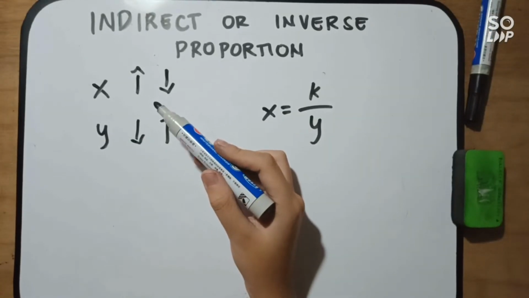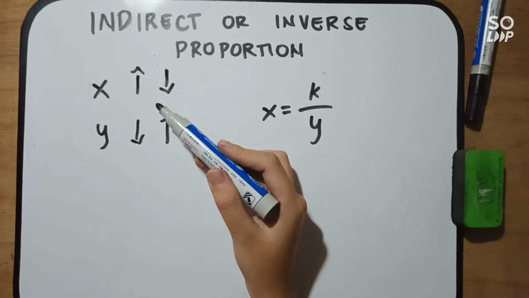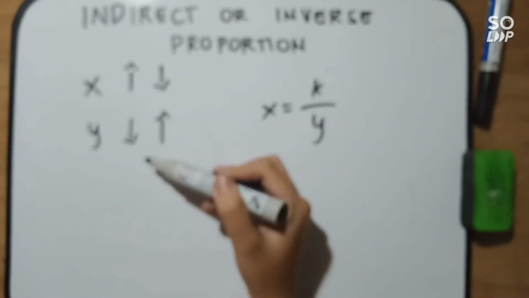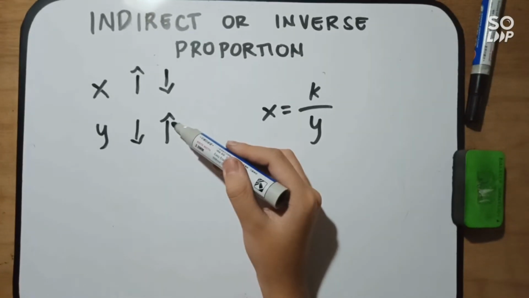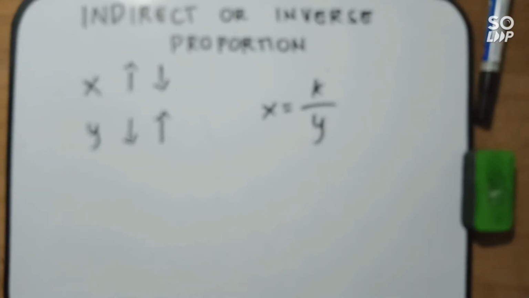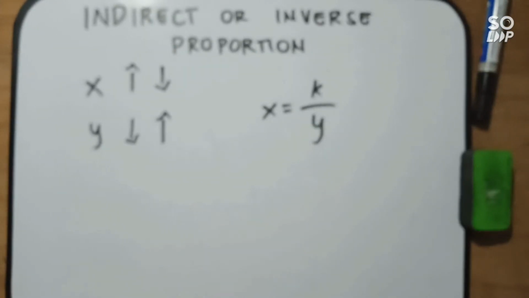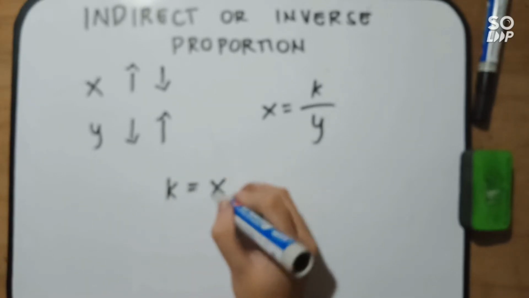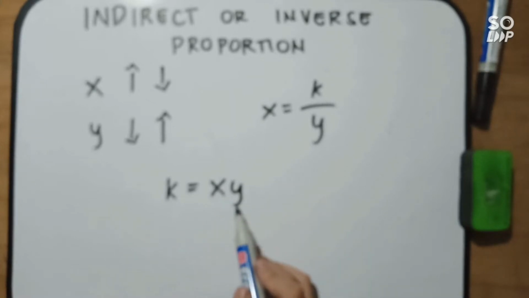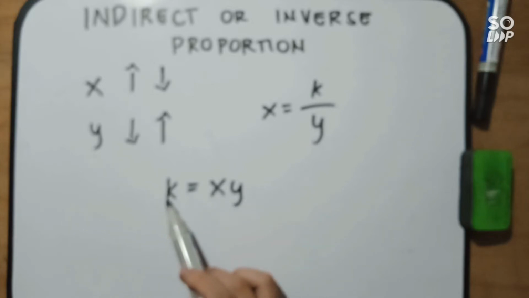Examples of the indirect or inverse proportion are: as the number of workers working on a certain job increases, the time to finish the job decreases. Another example is that as the number of pests decreases, the yield of the crops increases. In this relation, the product of the two variables is a constant, expressed as k equals x times y, where x and y are two variables that are inversely proportional and k is the constant.